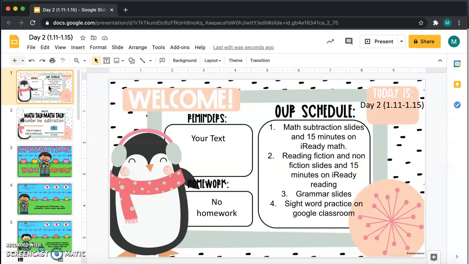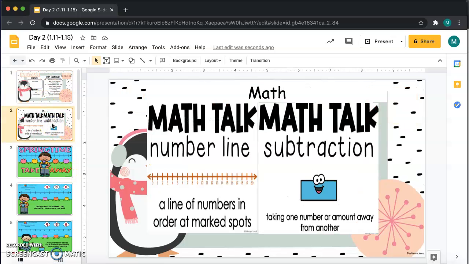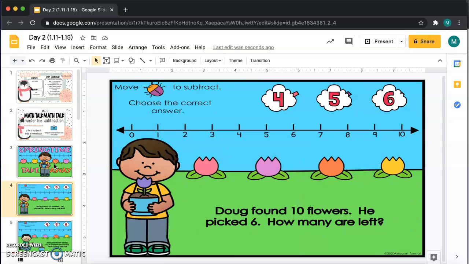We are going to work on subtraction again today, working on fiction and nonfiction slides, and then working on your grammar slides. Okay. So again, subtraction is when we take something away from another number. So we're going to use a number line like we did yesterday to help us with those marked spots. It says move the bug to subtract. Choose the correct answer. So this is my tip for you guys, okay?